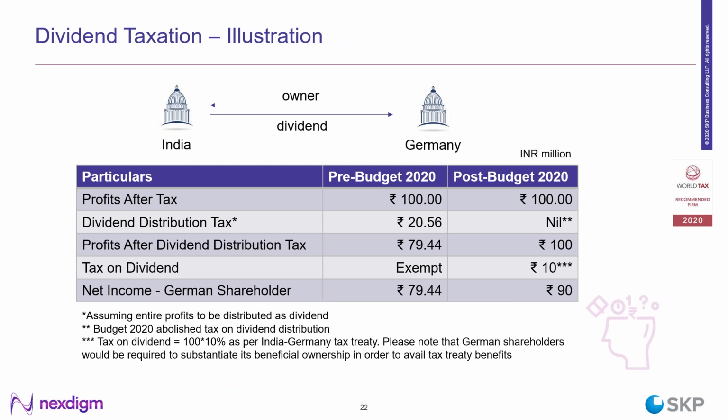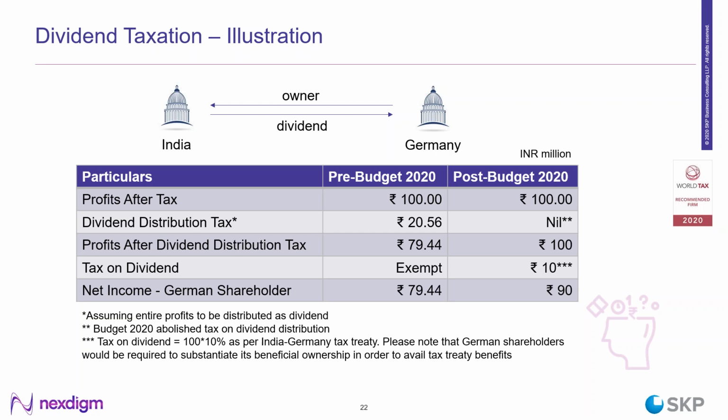So, with this example, we can see how the cash flow would increase substantially in the hands of the recipient or the shareholders. Before the announcements in the budget, if an Indian company was earning 100 million INR as profits, it had to pay 20.56 million INR as dividend distribution tax in India, and the distributable surplus was only approximately 80 million INR. And again, this 80 million INR would get taxed in Germany, whereby the German shareholder will not be able to claim that 20.56 million INR tax paid by the Indian company as a tax credit.